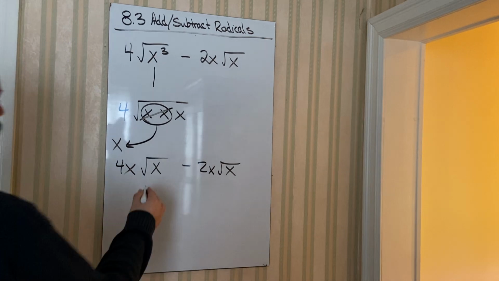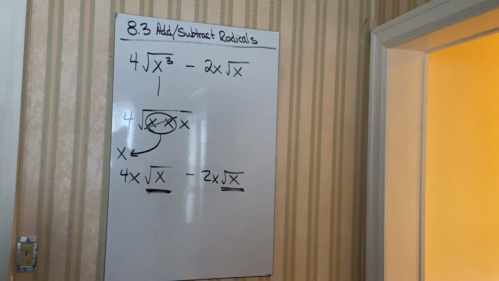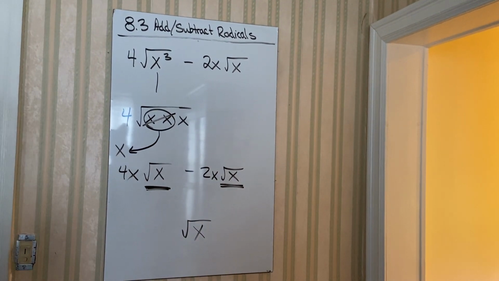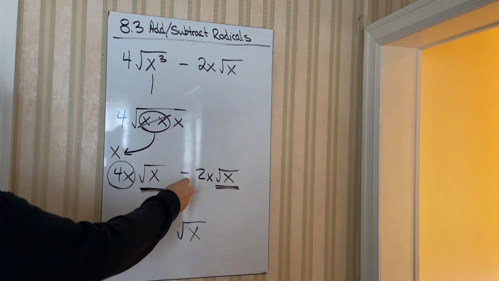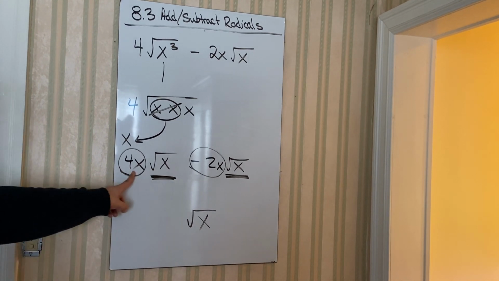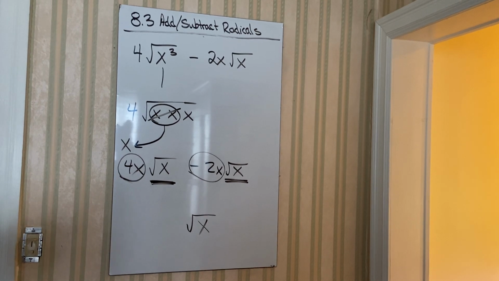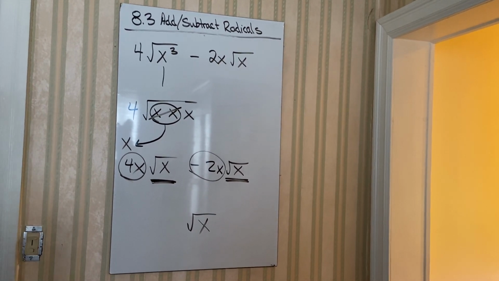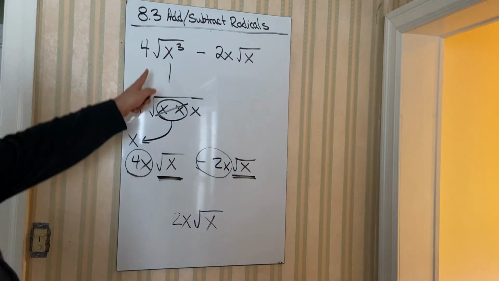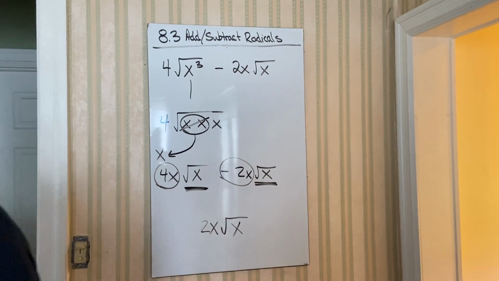Once you realize they're the same label, keep it the same label, that's square root of x. Then we only have to look to combine these guys that are on the outside, the coefficients. This is a positive 4x, this is a negative 2x. You know 4x and 2x have the same variable parts, so you can collect. 4x minus 2x is going to be a positive 2x. So this and this can reduce down to 2x square root of x.